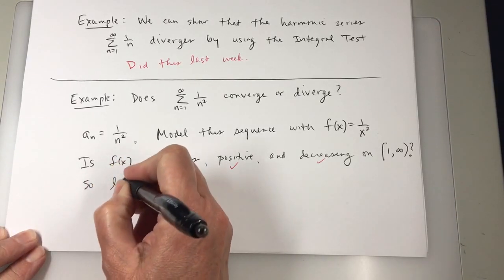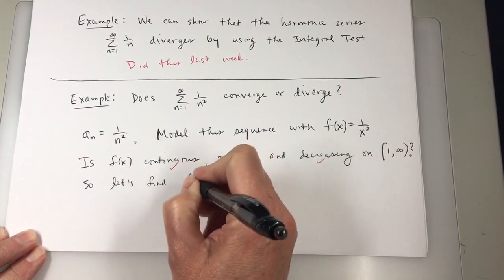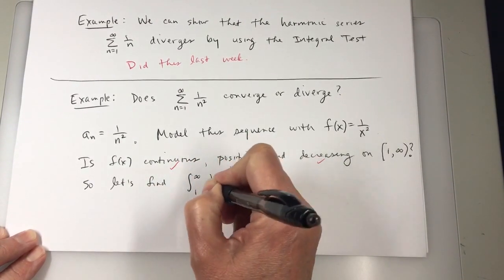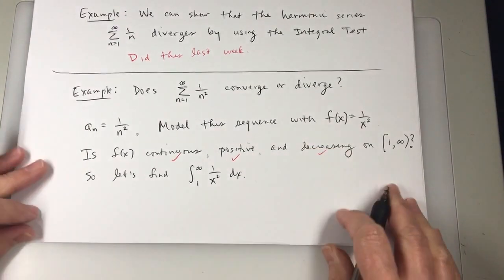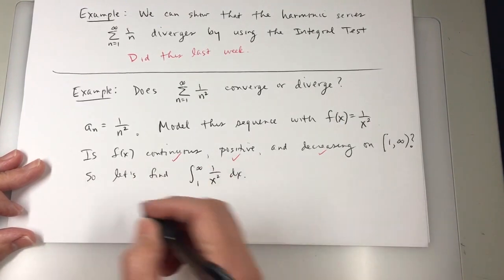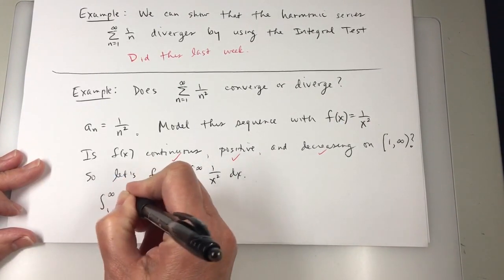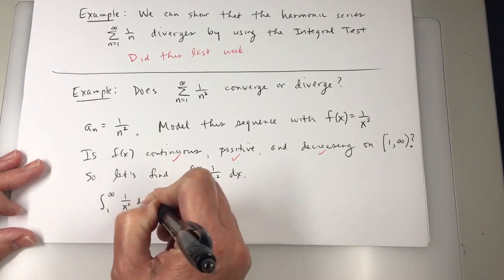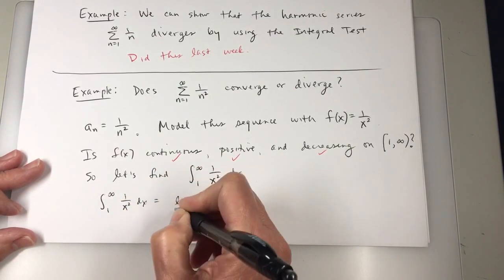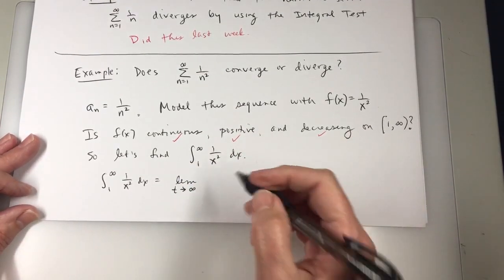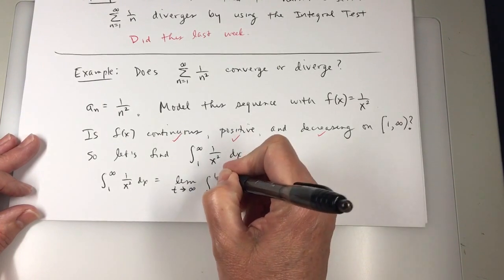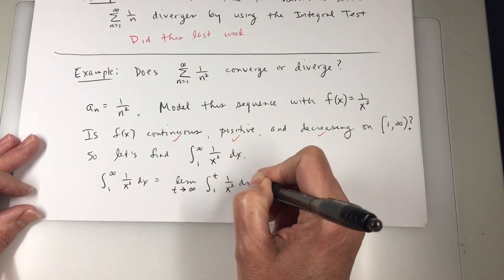So let's find the integral from 1 to infinity of 1 over x squared dx. So this is actually a problem from section 7.8, and I'll write it like this. So the integral from 1 to infinity of 1 over x squared dx is the limit. I'll use a t, that's what the book used in 7.8. The limit as t approaches infinity of the integral from 1 to t, 1 over x squared dx.